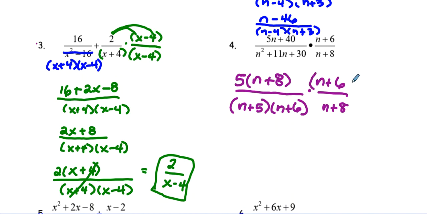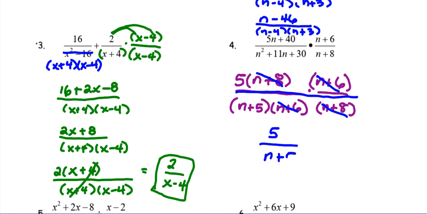Alright, now if I just put parentheses around these, then I can remember that when I'm multiplying, really it just makes one great big fraction. Let's do that. One great big fraction, so that anything that's in the numerator and the denominator can cancel. So I can cancel n plus 8 and n plus 8, and I can cancel n plus 6 and n plus 6. So I'm left with 5 over, that looks like a 6. Let me do that again. Five over n plus 5.